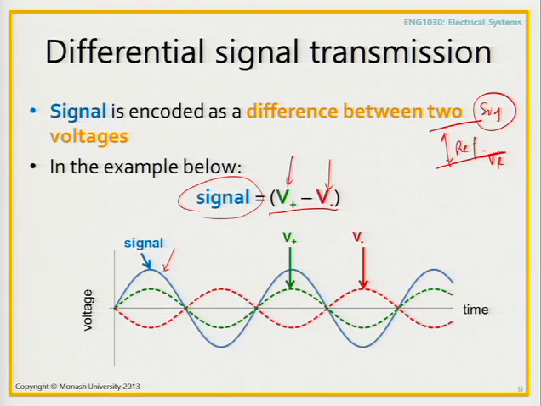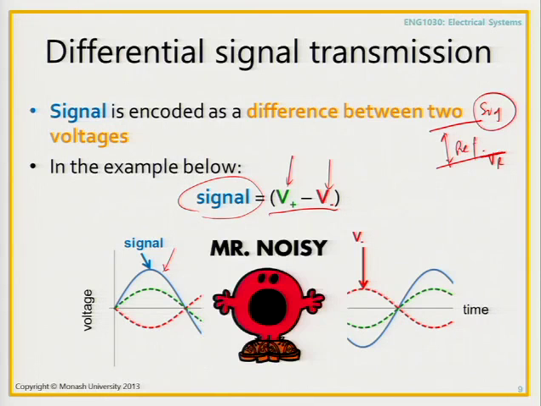Why is this useful? Well, it's useful because often there is noise in our circuit, and the ground loop was one source of noise. I'll show you a couple more sources of noise in a second.